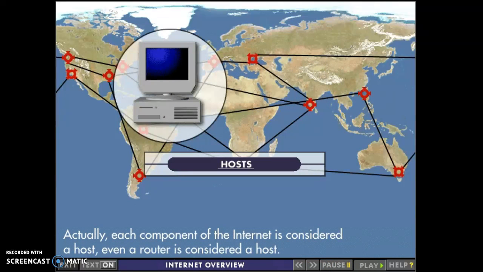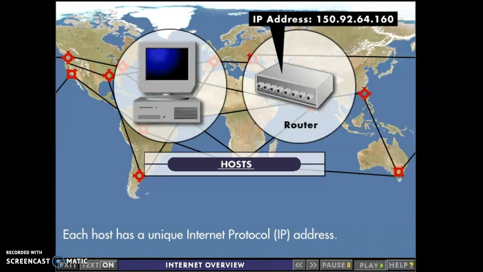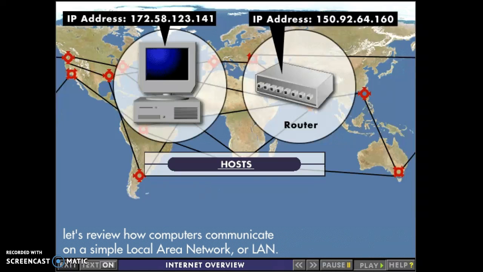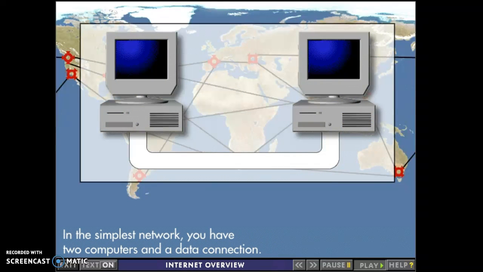Actually, each component of the Internet is considered a host. Even a router is considered a host. Each host has a unique Internet Protocol, IP, address. Before we see how hosts communicate on the Internet, let's review how computers communicate on a simple local area network, or LAN. In the simplest network, you have two computers and a data connection.